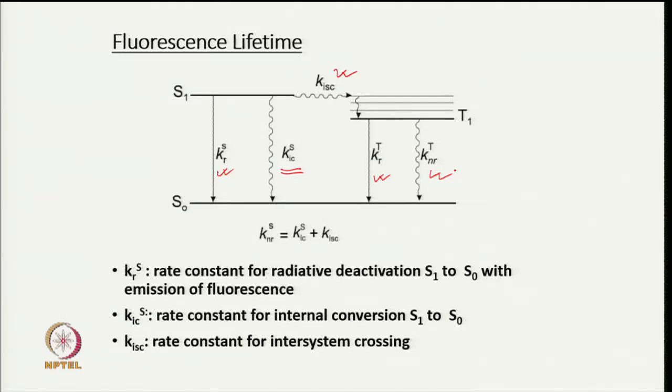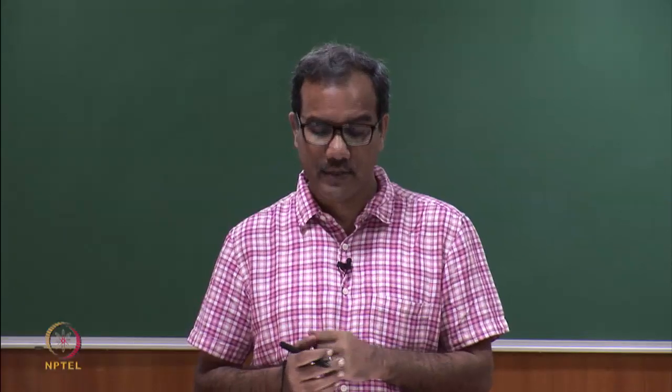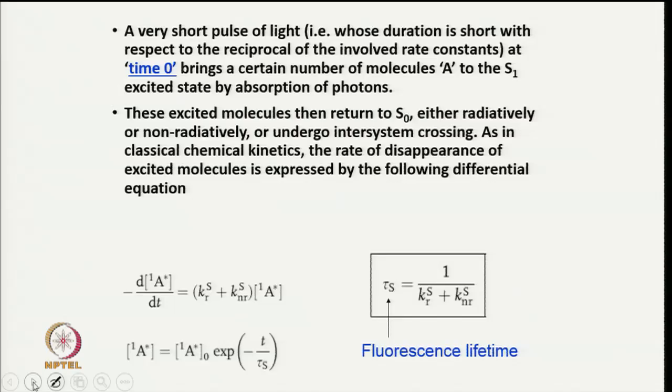So, these are the different rate constants which we can think of. Suppose we apply a very short pulse of light, whose duration is short with respect to the reciprocal of the involved rate constants, at time 0. Initially we just apply a very short pulse. What that will do is bring a certain number of molecules A to the S1 excited state by absorption of a photon. This excited molecule then returns to S0, as I discussed previously, either radiatively or non-radiatively, or can undergo intersystem crossing.